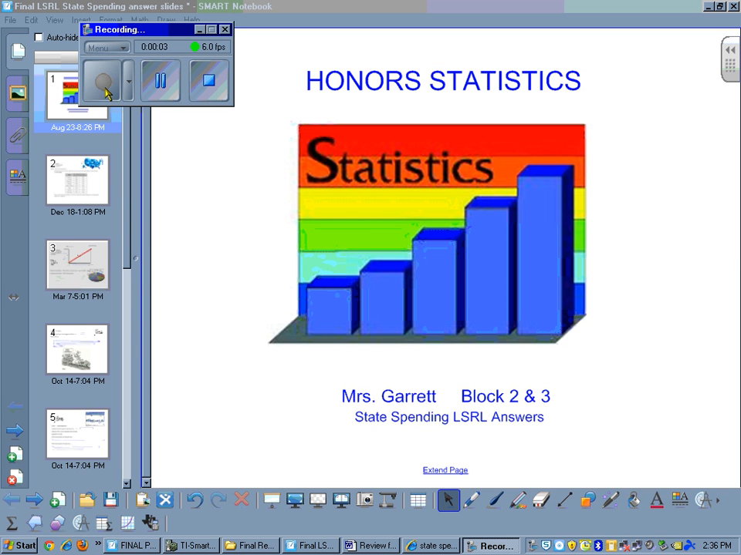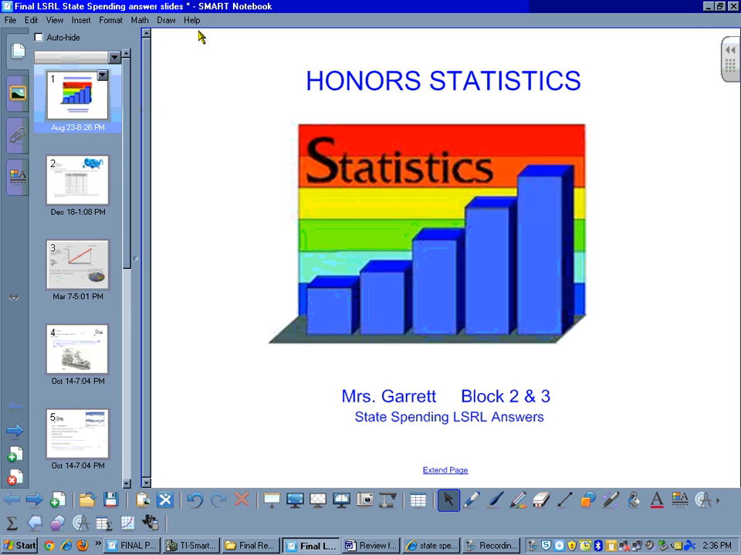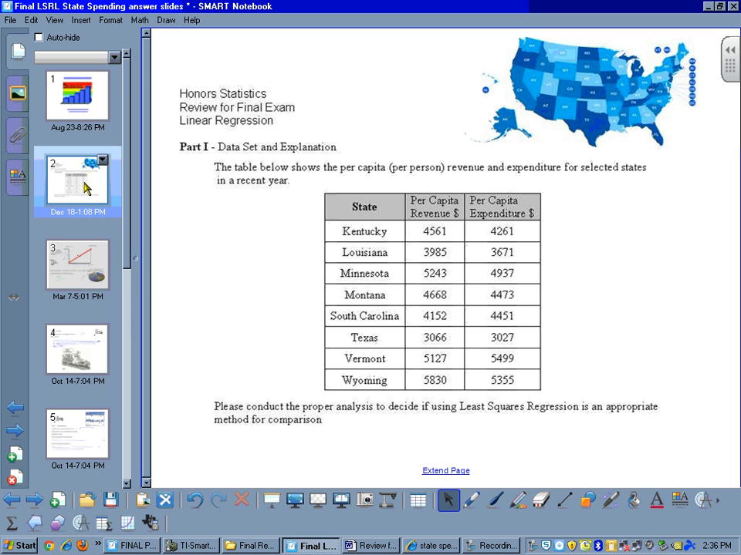Well, good afternoon. My goal with this problem is to do a quick review of how to calculate least squares regression lines and how to interpret and evaluate their effectiveness. This data set that I'm going to be using is a selected number of states, about 8 states, and their per capita revenue versus their per capita expenditures.